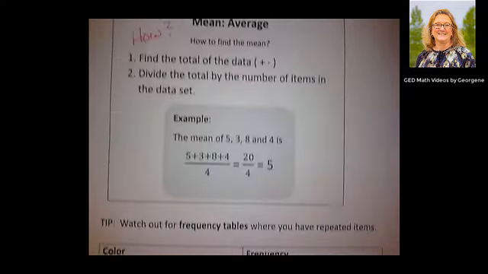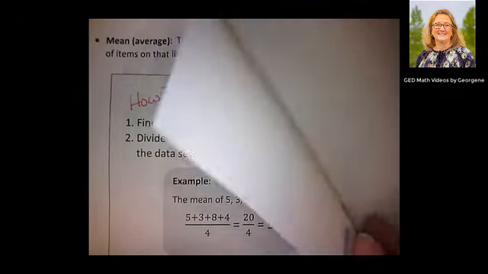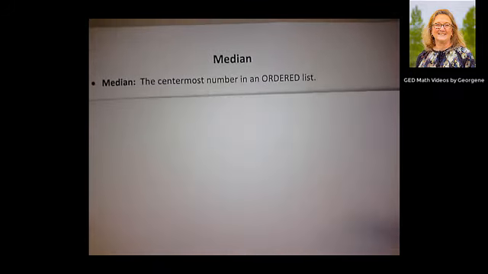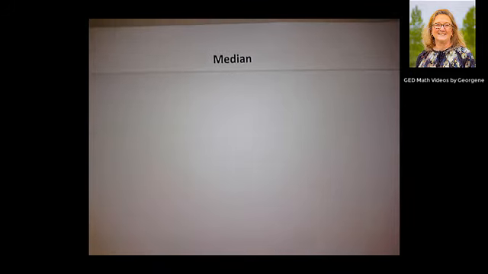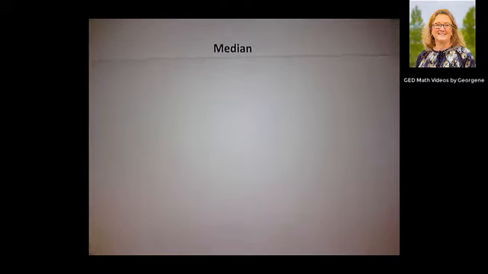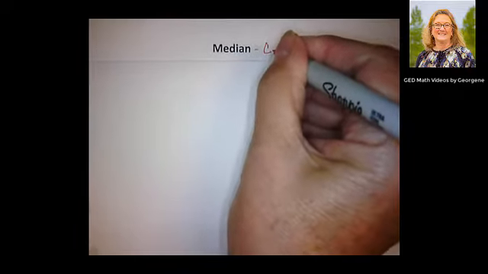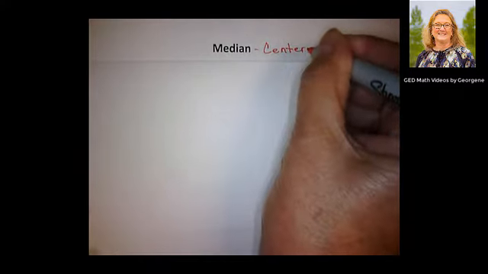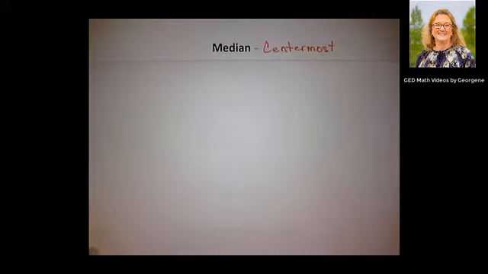We're going to take a look at the next item, and that's going to be median. And let's go ahead and cover that up again. And median, when I think of median, I think of like the median strip in a road. And so it's going to be the centermost. So median is centermost, the centermost area. Let me make sure I'm spelling this right. The centermost.